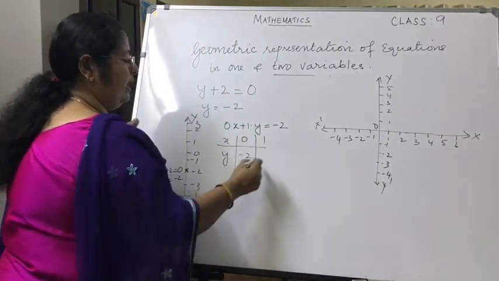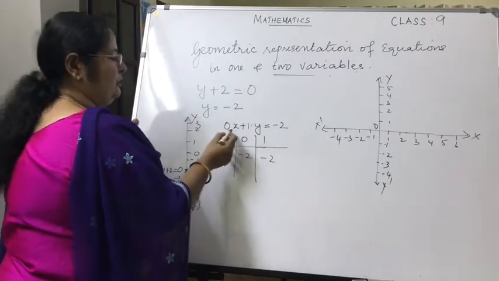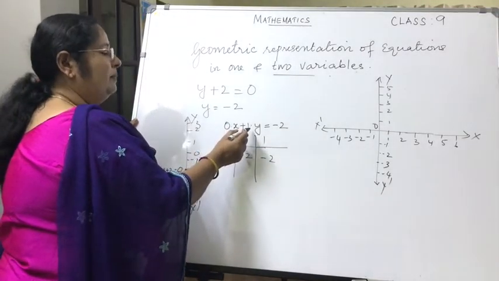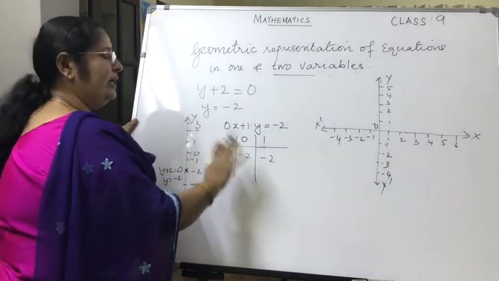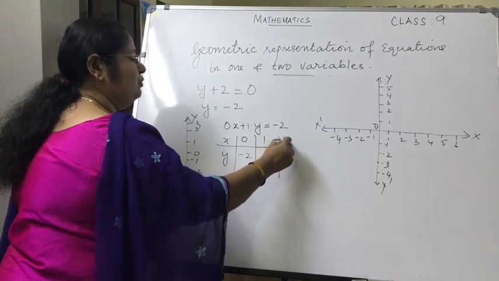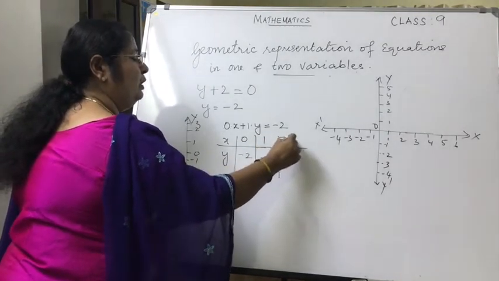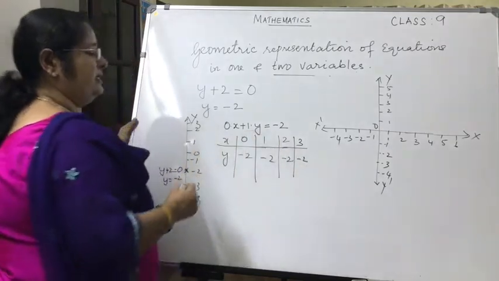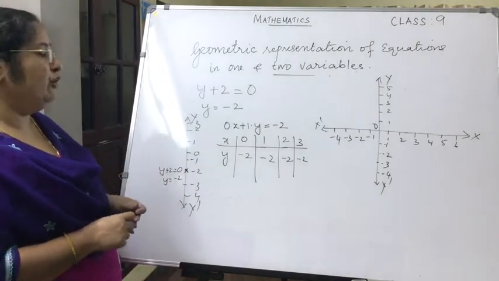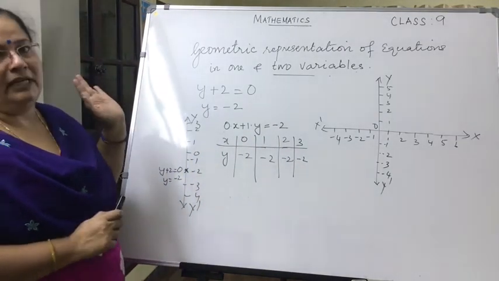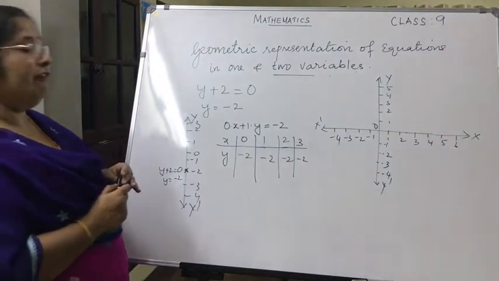When x equals 1, what is the value of y? Minus 2. 1 into 0, 0, plus y is equal to minus 2. So y is minus 2. When x is 2, y is minus 2. When x is 3, y is minus 2. So whatever be the value of x, y will be minus 2. Now let us plot that and see where it will be.